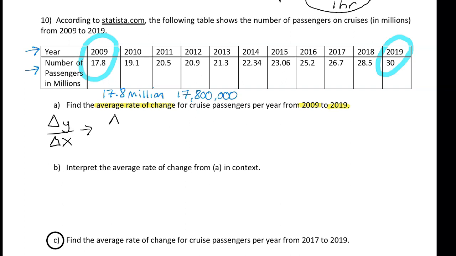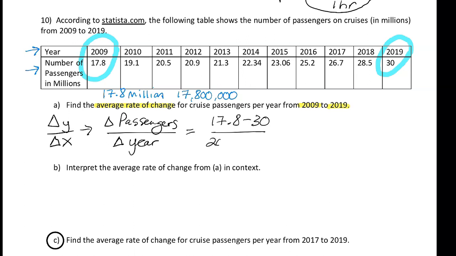The change in y is the change in the passenger number, change in passengers. X would be the change in the year. So the passenger change, it started at 17.8, it ended at 30. Let's subtract those. That was starting in 2009 and ending in 2019. So this would be negative 12.2, and from 2009 to 2019, that would be negative 10. So our answer would be a positive 1.22.